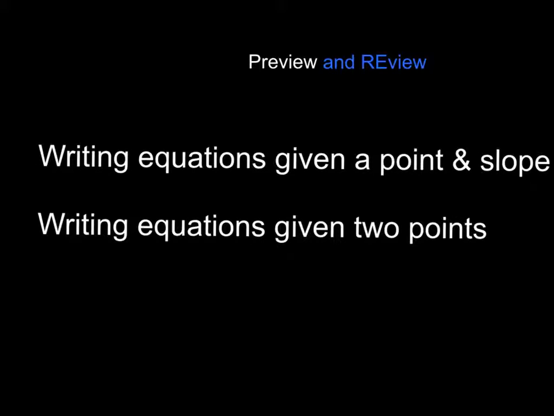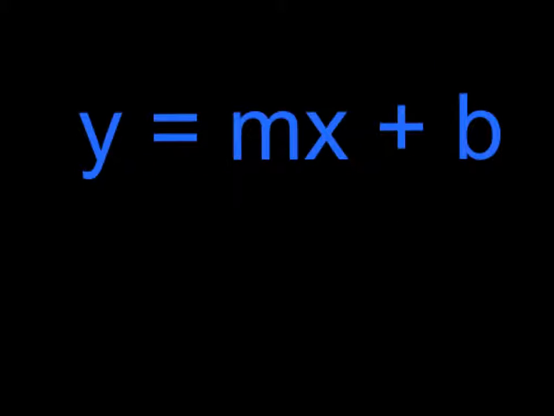So for those of you that have already learned this concept and just want to see the examples done again, this is not meant to replace learning it, but it's a nice way to hear the explanation come from me a second time. The way we write equations is y equals mx plus b. This is called slope-intercept form. The y and the x are the coordinates. The m is the slope, and the b is the y-intercept.